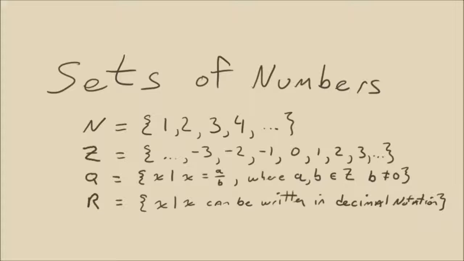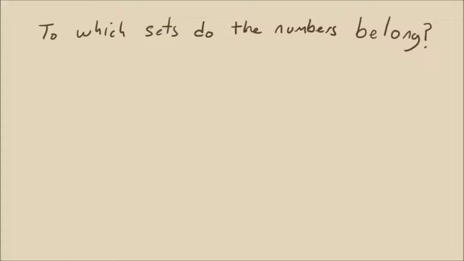So now that we have that done, what we want to do is we're going to go through some examples of just determining which sets a particular number belongs to. So we're going to start off with the number 3. So where does 3 go? Well, let's just go through our list.